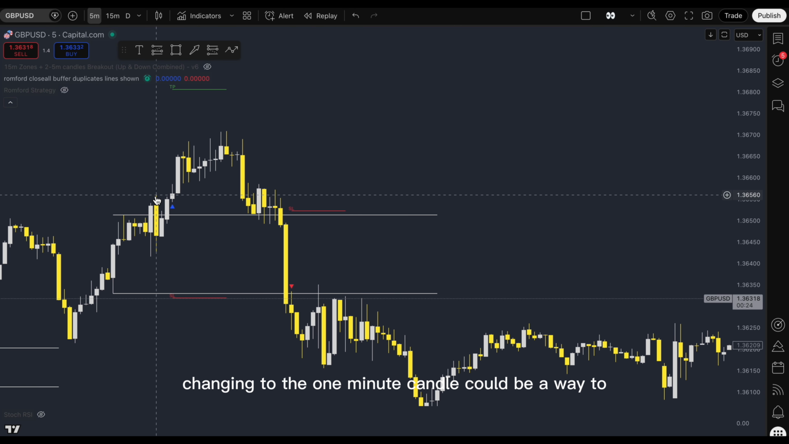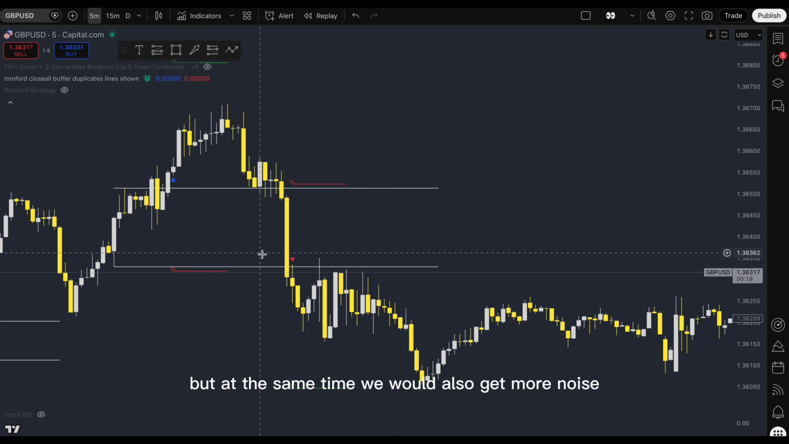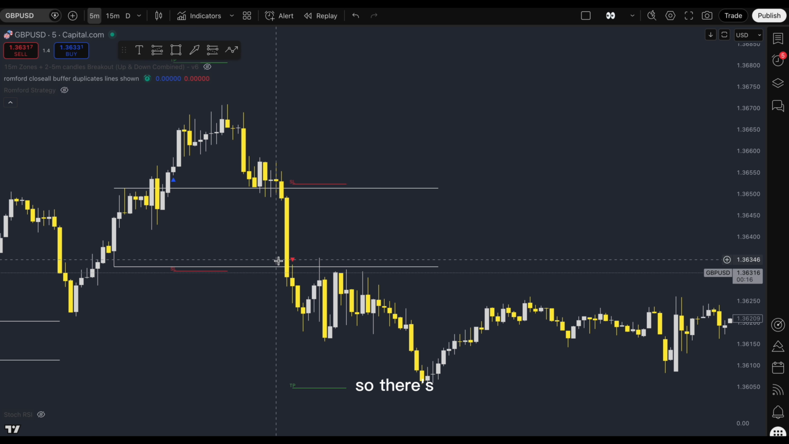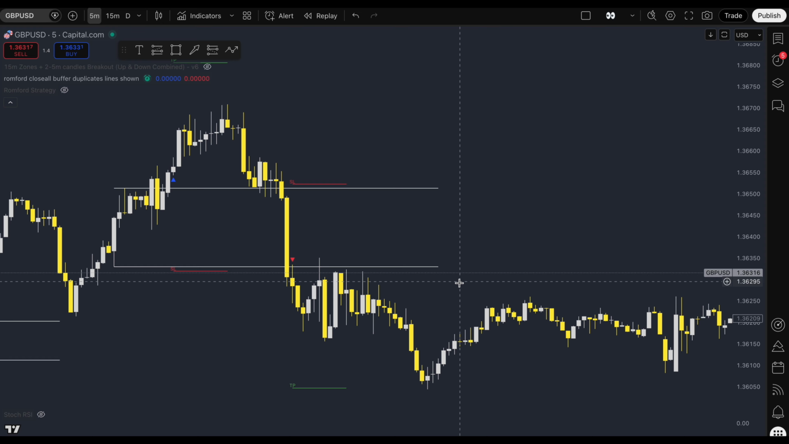With a 15-minute candle, the session will just go a lot quicker and I would miss a lot of movement. And changing to the 1-minute candle could be a way to capture more of that movement, but at the same time, we would also get more noise. So there are things that you have to consider for every change you make, basically.